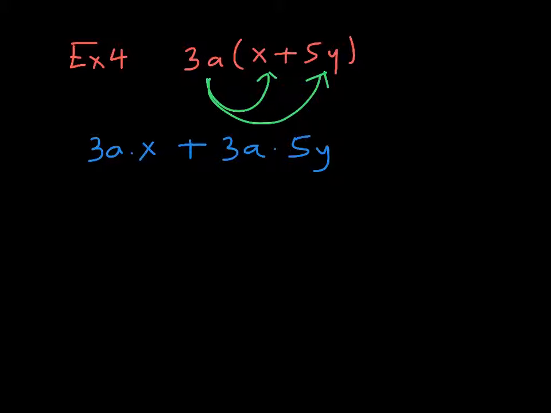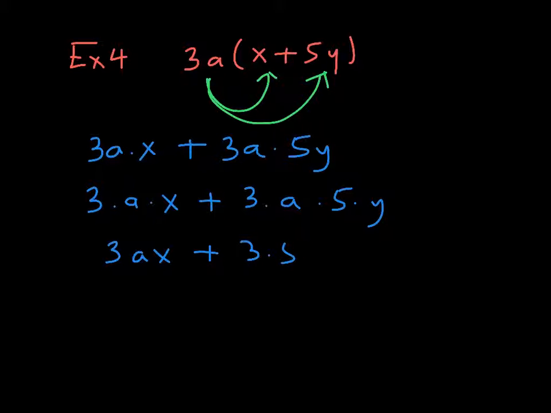So what is 3a multiplied by x? Well, that is 3 times a times x plus 3 times a times 5 times y. So this becomes 3ax plus 3 times 5 times a times y. So this is 3ax plus 15ay.